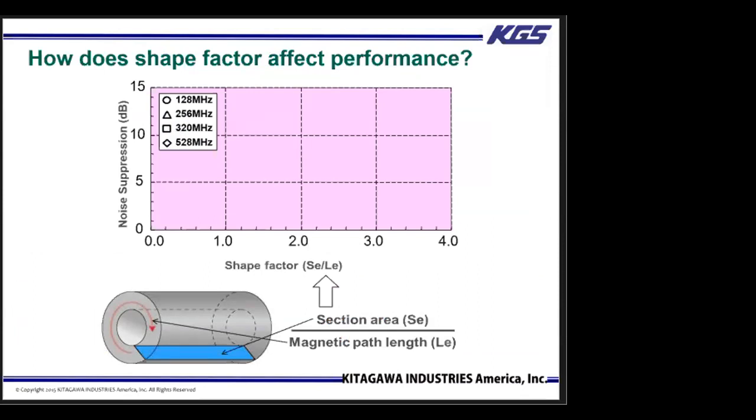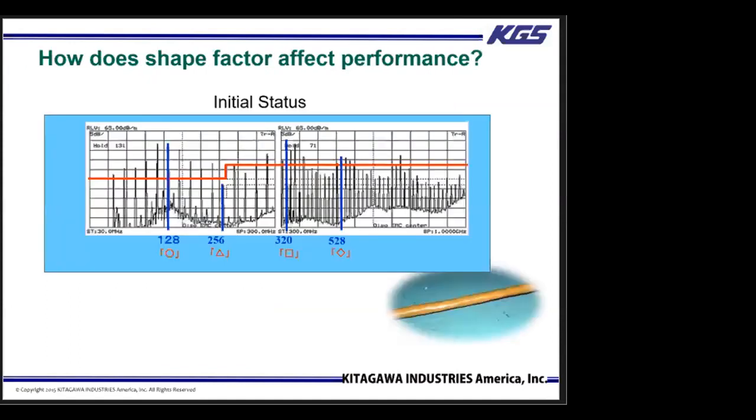Although this is commonly known, the effectiveness depends on the shape factor of the ferrite core, as long as the material remains the same. So we randomly chose 4 frequency points to demonstrate the effectiveness of the ferrite core by using the shape factor. These frequencies are 120 megahertz, 250 megahertz, 320 megahertz, and 528 megahertz, which correspond to the circle, triangle, square, and diamond respectively.